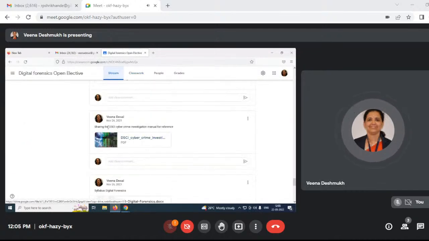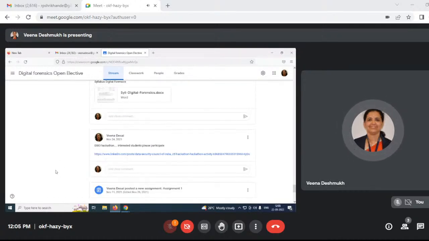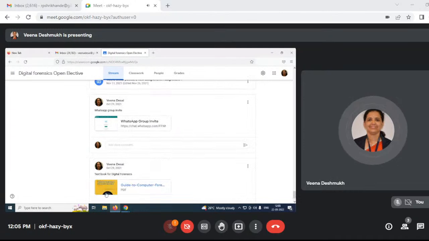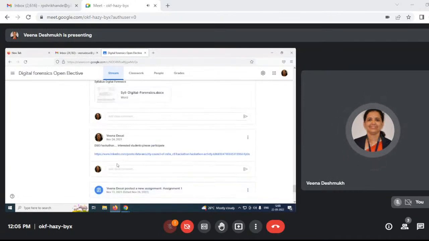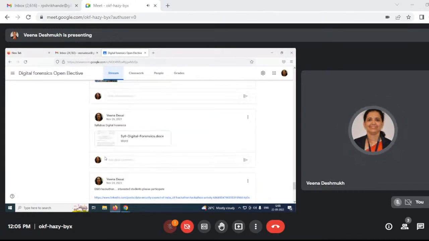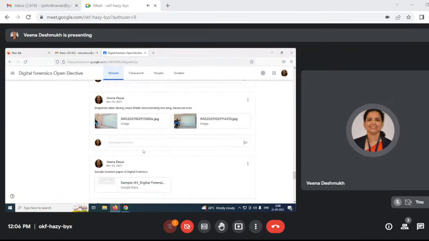I also share some supplementary material, like this cybercrime investigation manual, which is our own Indian manual. The book is actually authored by an American author, and hence some of the rules and regulations are not relevant to India. That is why I post what is more relevant to India. And these are certain sample question papers.